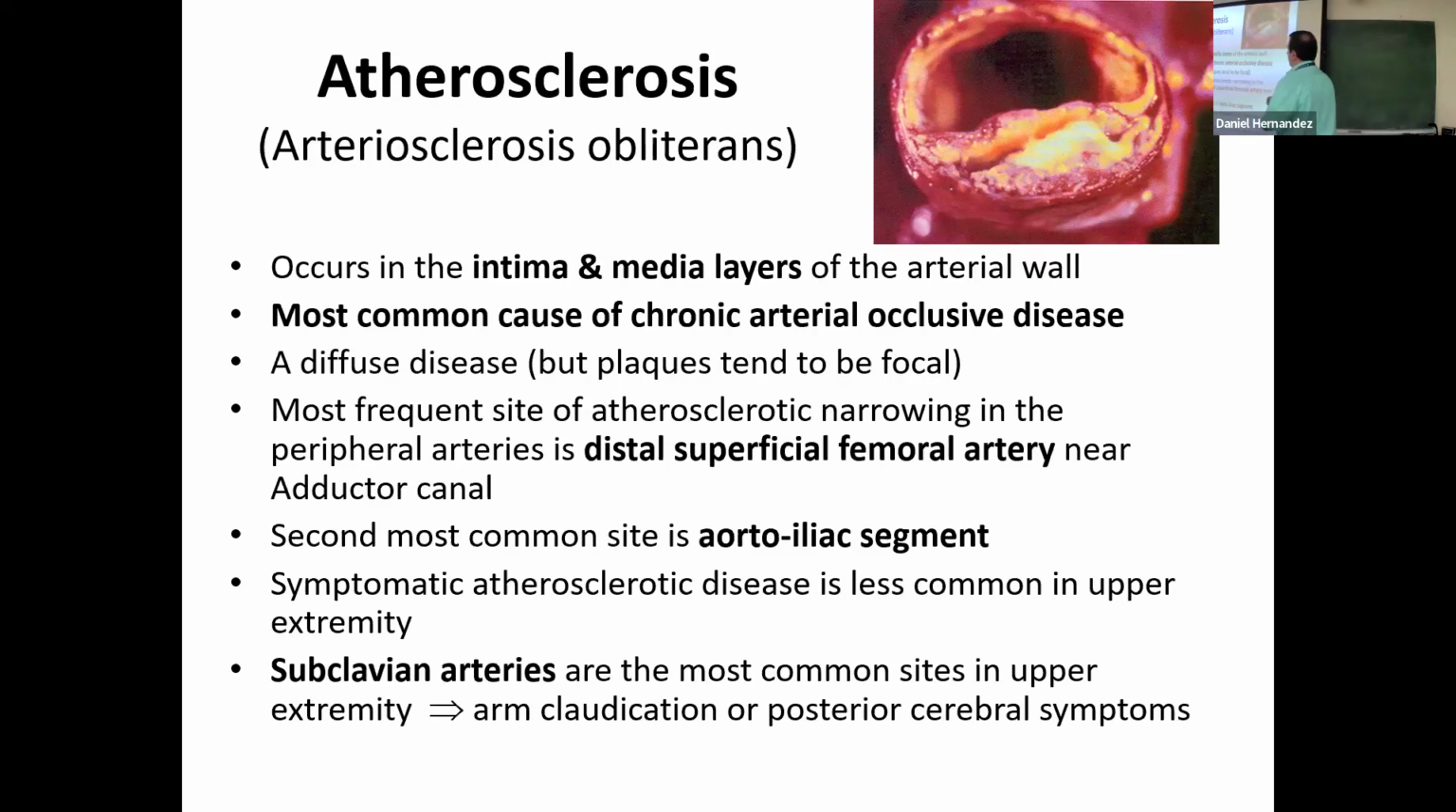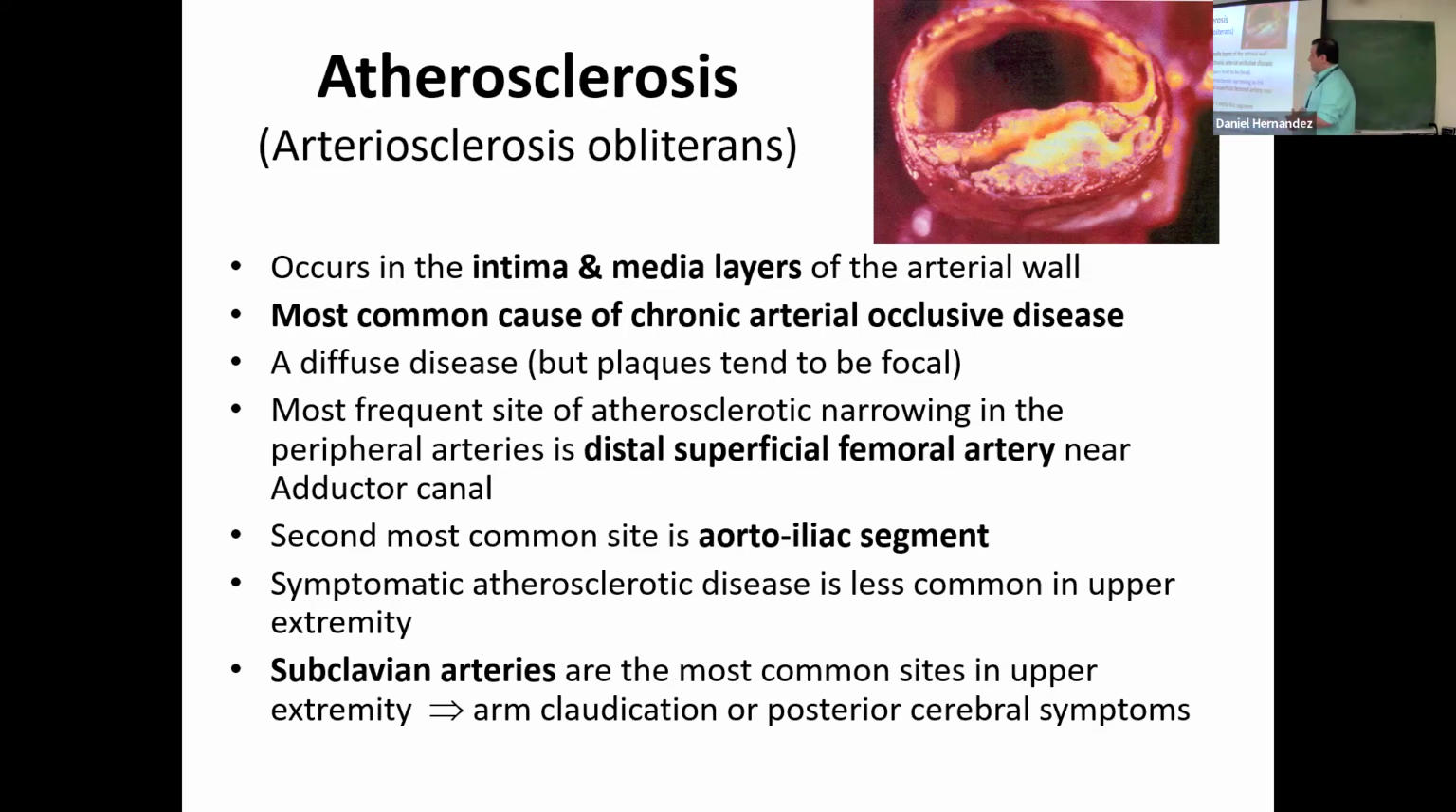In terms of mechanisms of the disease, atherosclerosis: the depositing of plaque occurs in the intima and medial layers, so the inner and middle layers of the arterial wall. Here we can see an artery in a cross-sectional slice, and you can see that plaque being deposited in the intimal and medial layers. Atherosclerosis is the most common cause of chronic arterial occlusive disease.